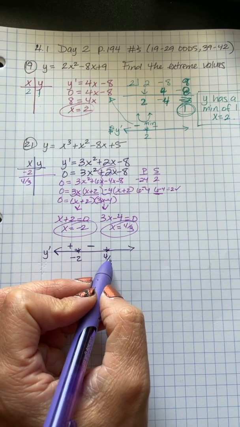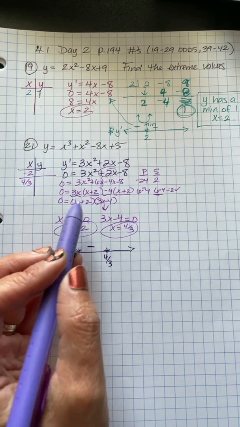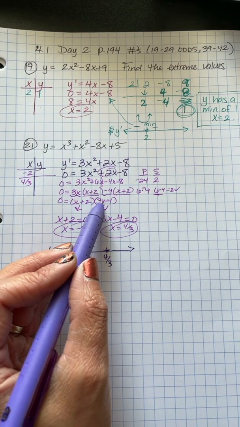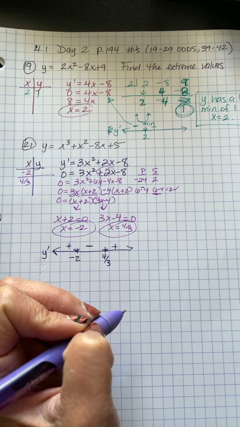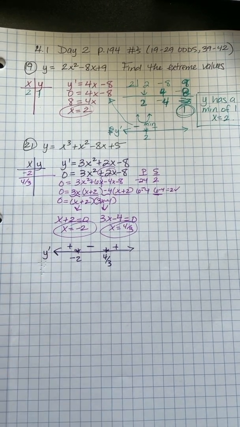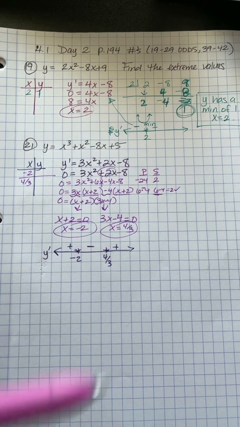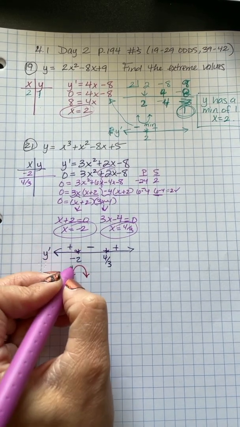If I plug in something bigger than 4/3, like a 2, 2 plus 2 is 4. 3 times 2 is 6. 6 minus 4 is 2. So it will be a positive times positive, which is positive. So this tells me that at negative 2, it's going from positive to negative. So positive to negative means it's got to be facing down. I have a max.